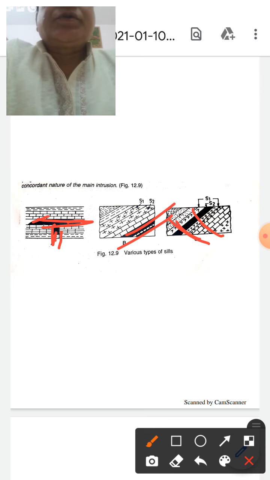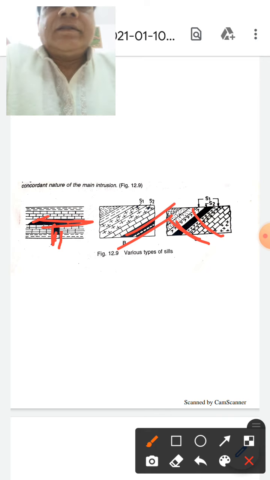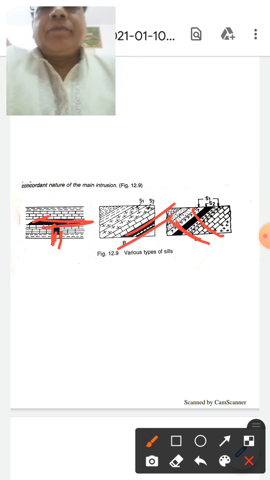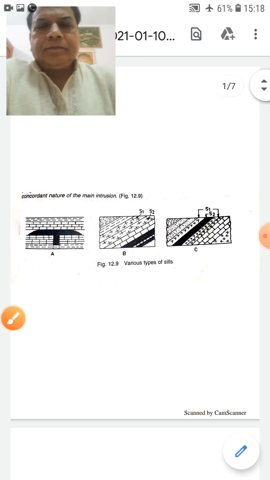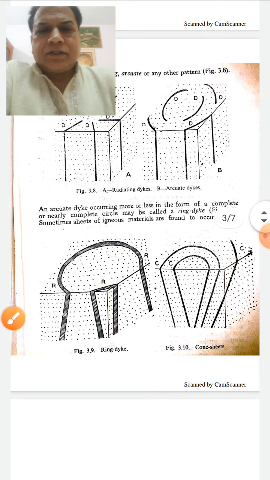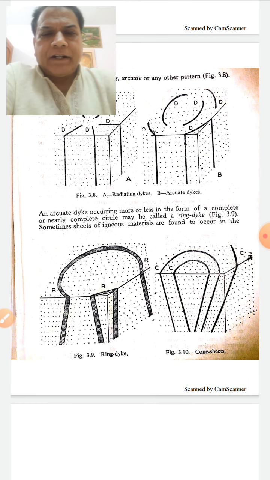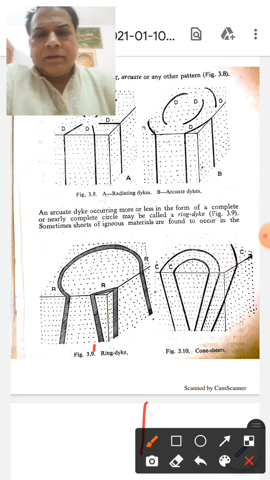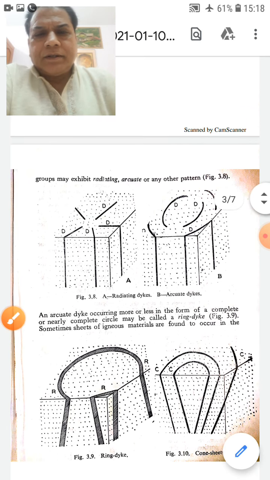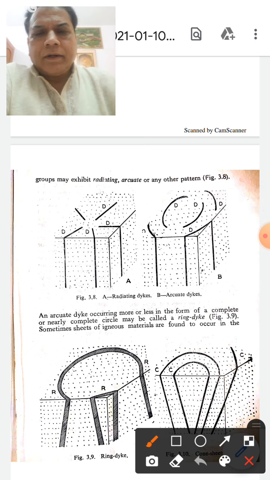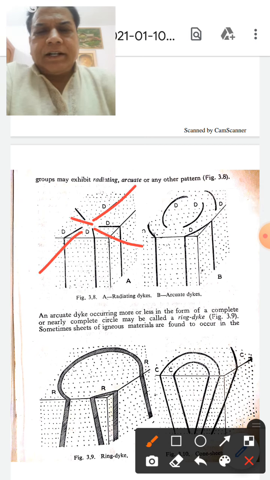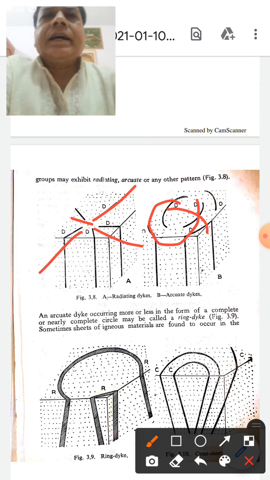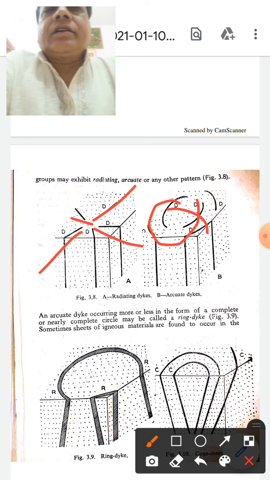Dikes generally occur in groups or sets. I will show you in the diagram the radiating dikes and all that. This is the radiating dike, and this is an arcuate dike. They radiate out from a point. So this is again radiating out. This is arcuate dikes, meaning arcuate in shape.